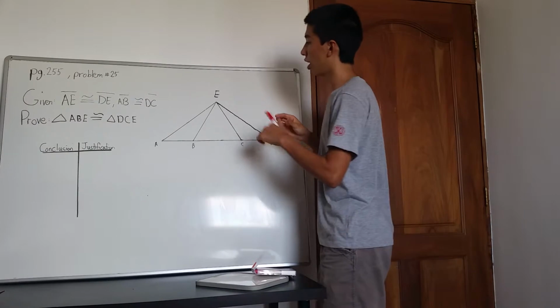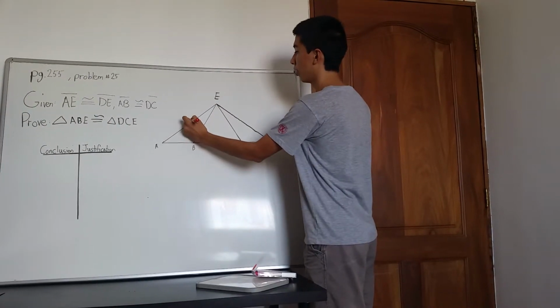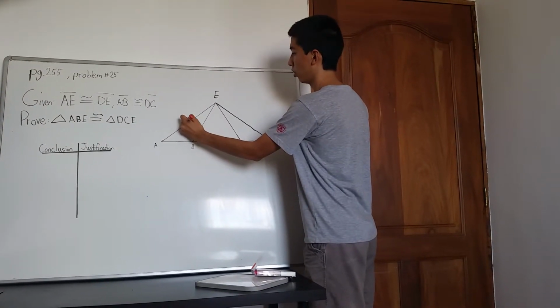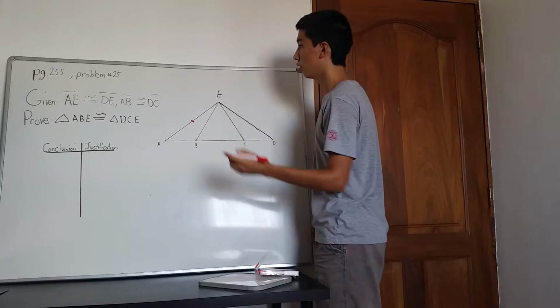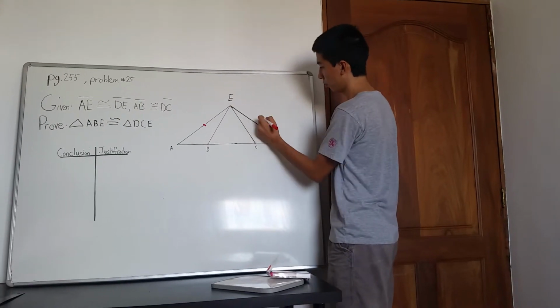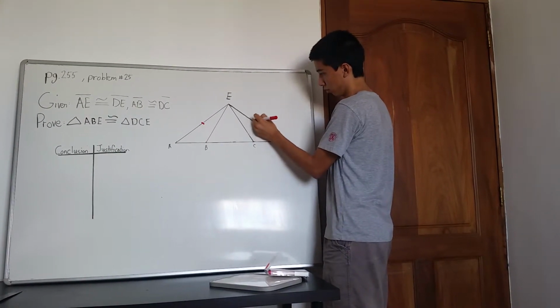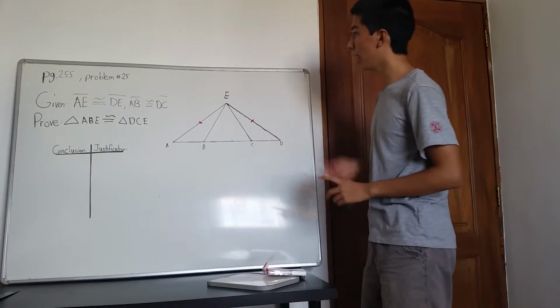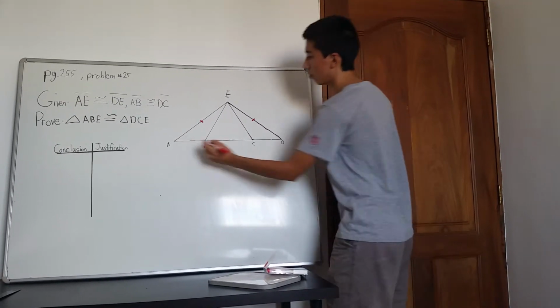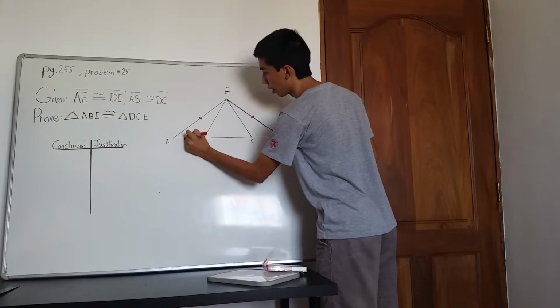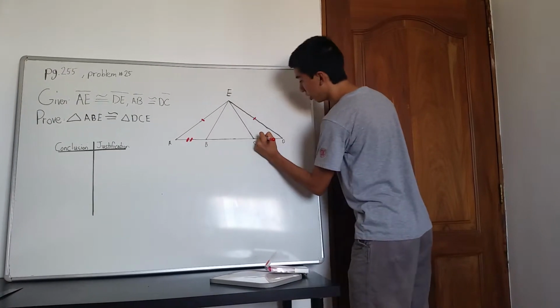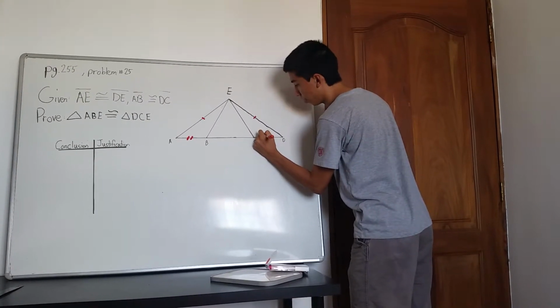So given, you have AE, this line, is congruent to DE, which is this line. And then you also have AB is congruent to DC. So you want to mark that. You always want to mark it, and make it neat preferably, because that'll save you a ton of work.